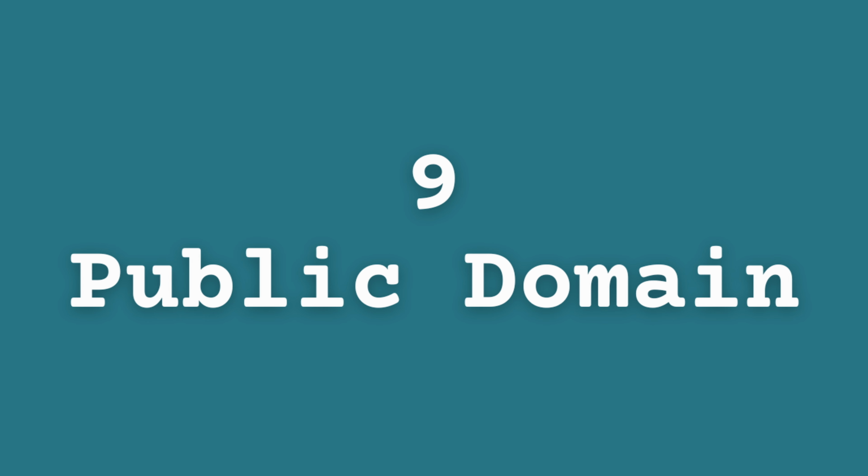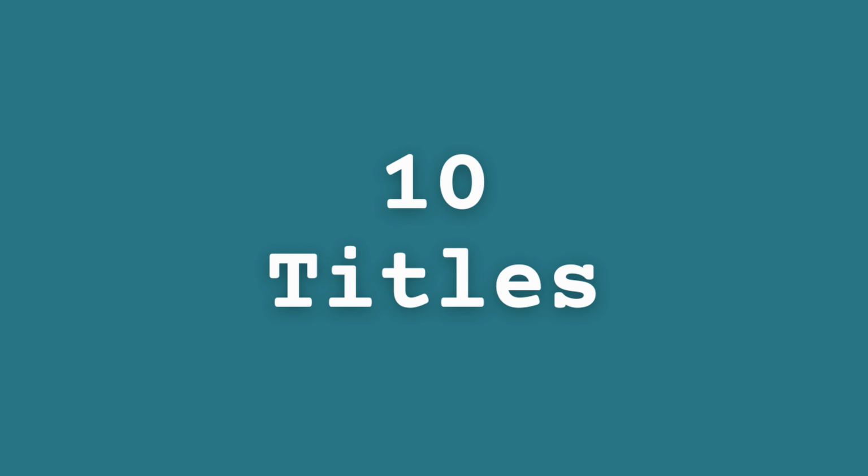Number 9, public domain. Content where the copyright has expired is known as being in the public domain, and this is allowed in KDP as long as no one else has published the exact same content. You may be asked to prove that it's in the public domain.